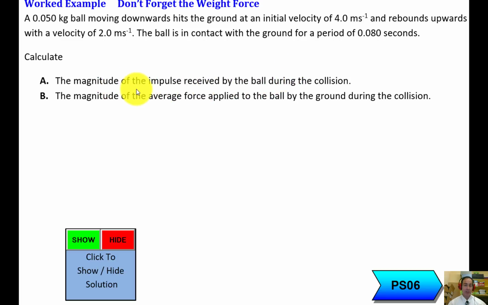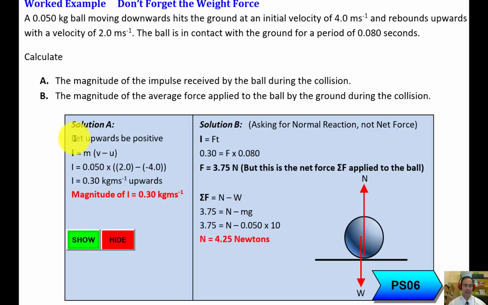Impulse is change in momentum, so calculating the magnitude of the impulse simply involves calculating the magnitude of the change in momentum. And even though the question asks for magnitude, it is still important to define a direction as positive. So let's let upwards be positive. It doesn't really matter, but we'll make it upwards as positive. There is an advantage to doing that for part B, but not for part A.